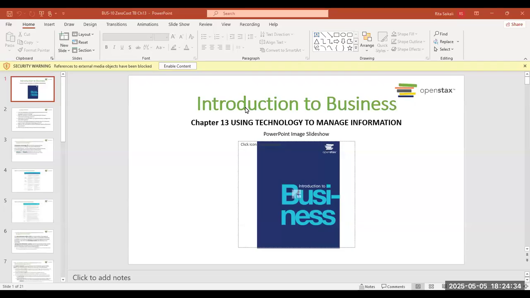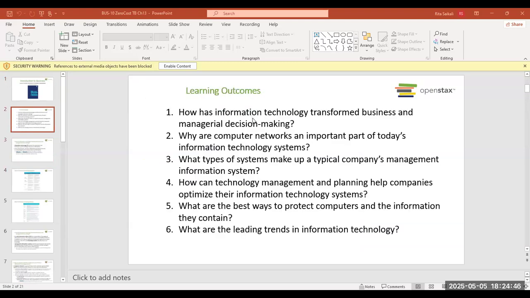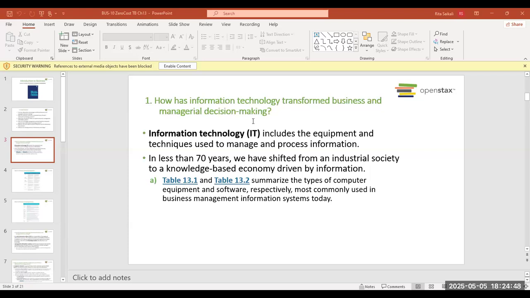All right, friends, today we are going to go through chapter 13. This is our final chapter together. We're talking about using technology to manage information. It's going to be relatively quick. I think the majority of you are really acquainted with technology for the most part, right?